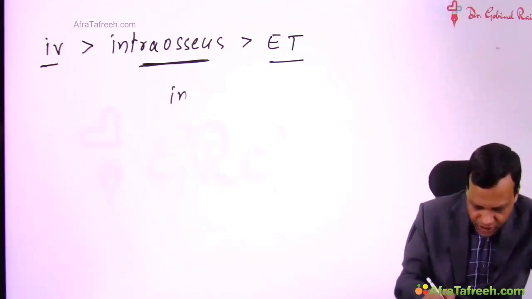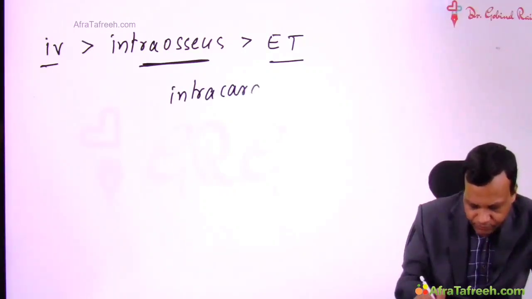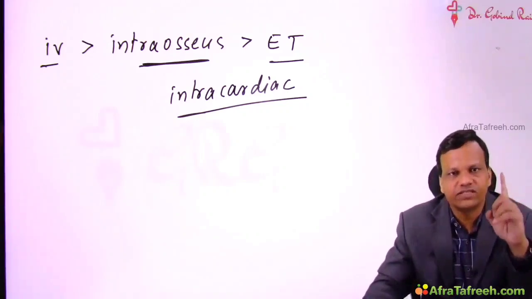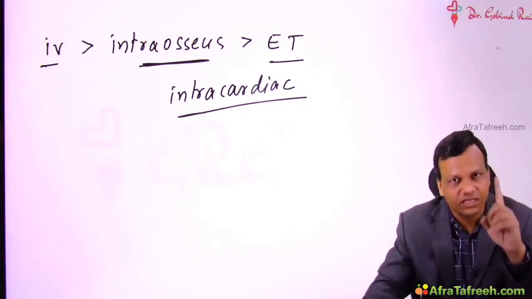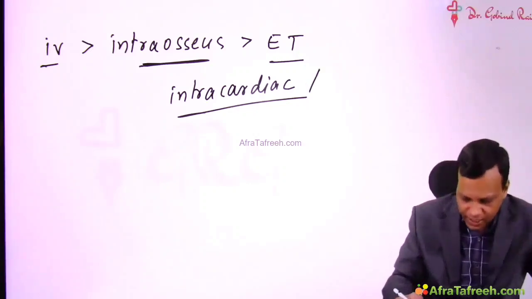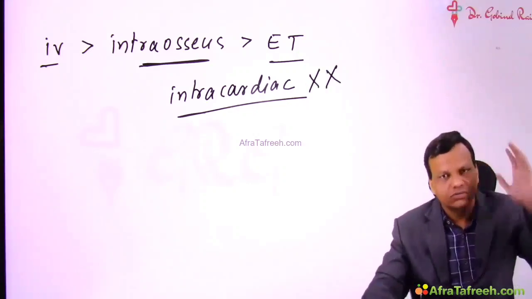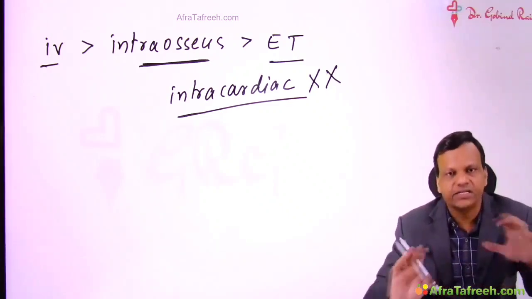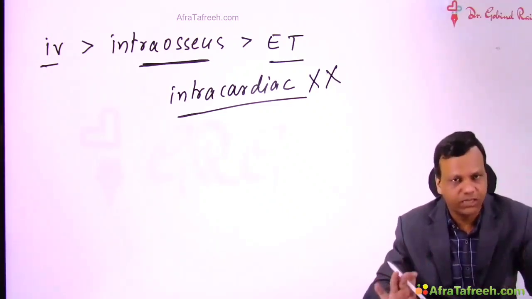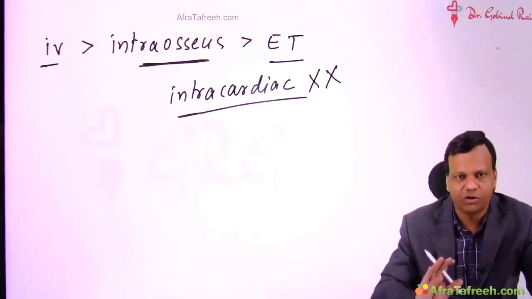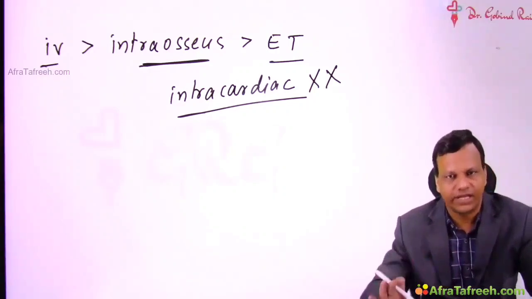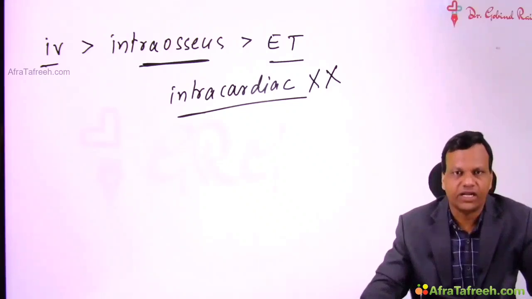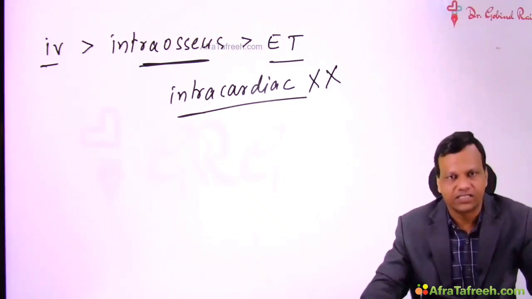And when will you use intracardiac adrenaline? Intracardiac adrenaline is given only in one situation, that is in Hindi movies. Remember, intracardiac adrenaline has been banned long ago. In 2005 it was banned. Intracardiac adrenaline is not given at all. Okay? The preferred route is IV, if not possible intraosseous, if not possible endotracheal. Okay? So these are the two important uses of adrenaline: anaphylactic shock and cardiac arrest.